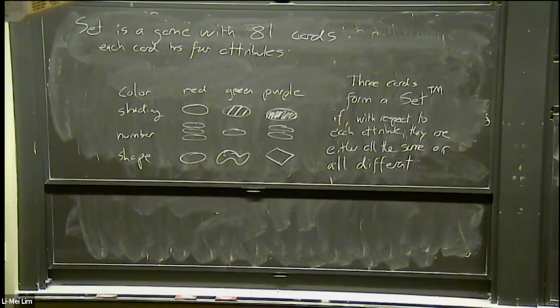If two of the cards are red, then the third one has to be red. It can't be a different color. If two of the cards are squiggles, then the third one also has to be a squiggle. Whereas if one of the cards is a squiggle and the other one is an oval, then the third one had better be a diamond. It has no other choice what to be.